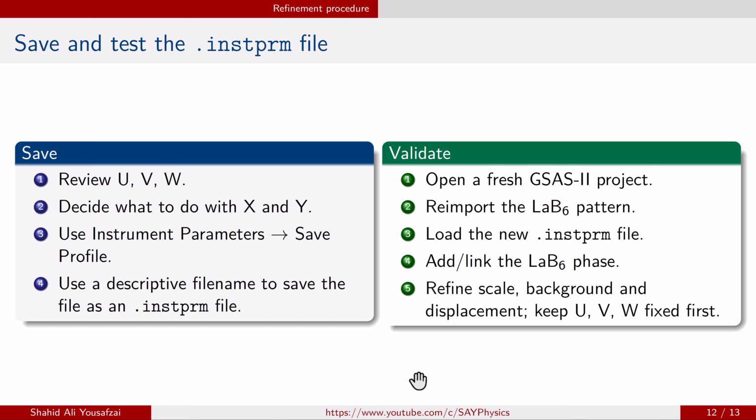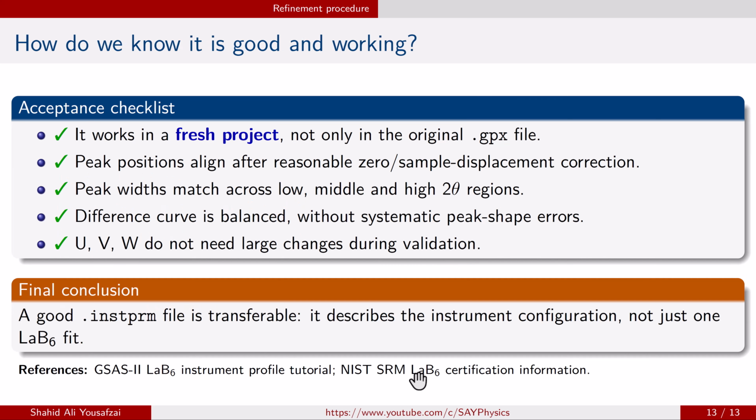Then from the instrument parameters section, we save the profile using a descriptive file name, but saving it is not the final proof. We must validate the file in a fresh GSAS-II project by re-importing the LaB6 pattern, loading the new instrument file, adding the LaB6 phase, and checking whether the file works without immediately changing U, V, and W again. A good instrument parameter file must be transferable.